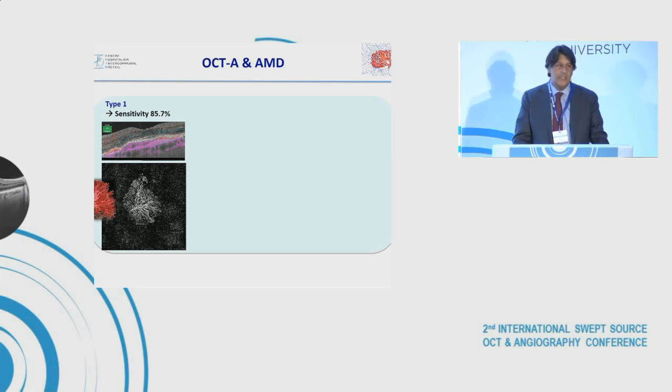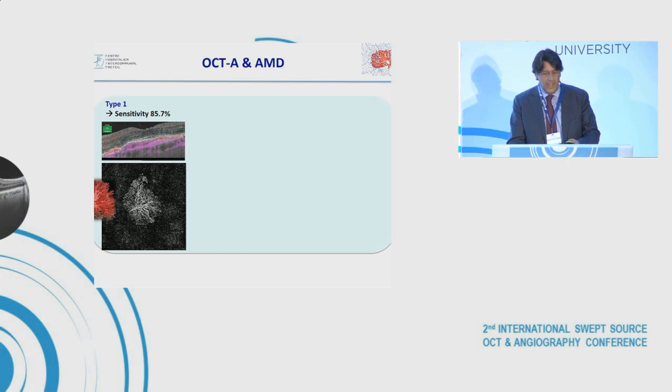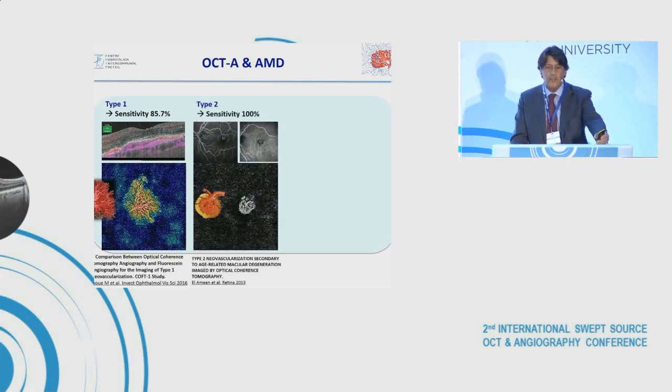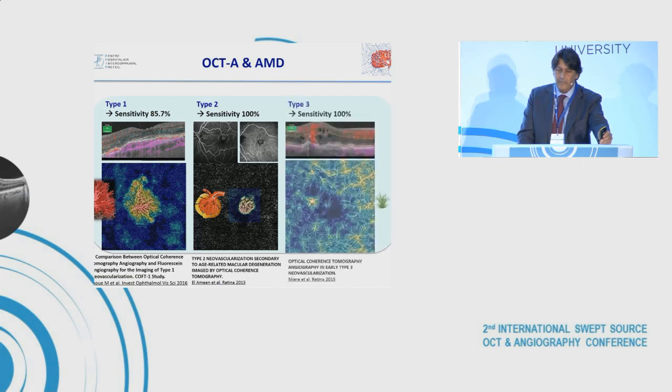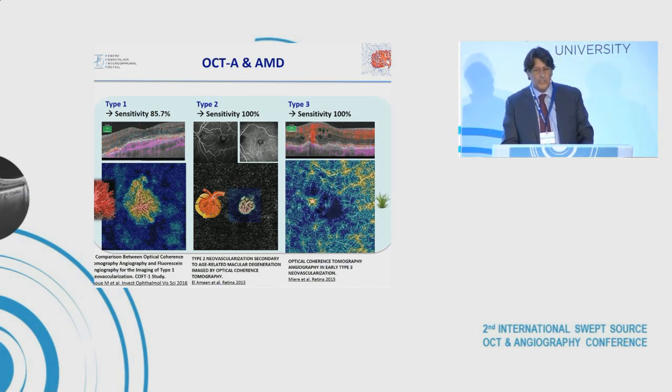So the first question is, does it have the sensitivity to detect the lesion in type 1? Yes. In type 2, it's the same. There is a high sensitivity for OCTA, particularly the swept source OCTA. And again, in type 3 lesions, we can detect the CNV in our patient.